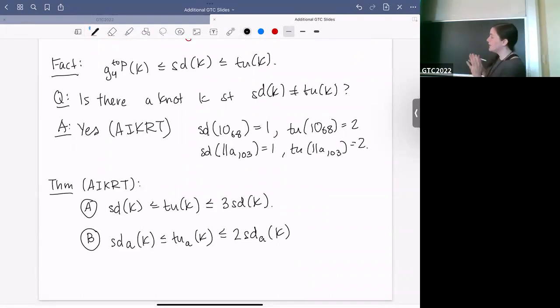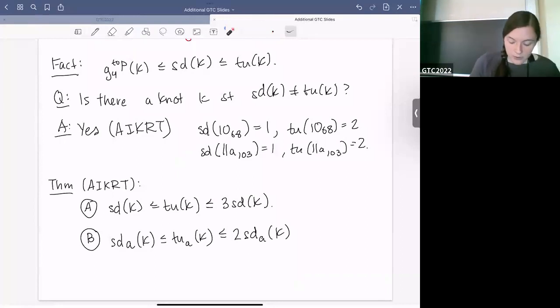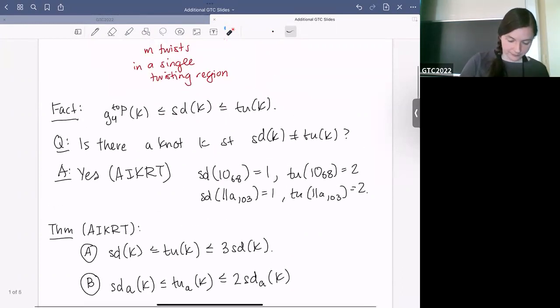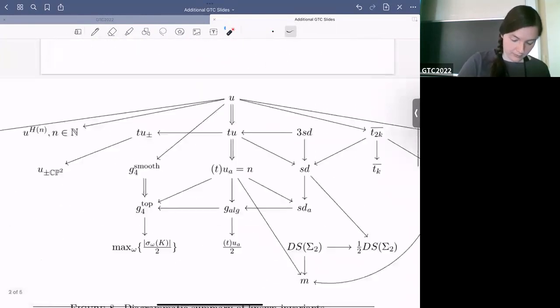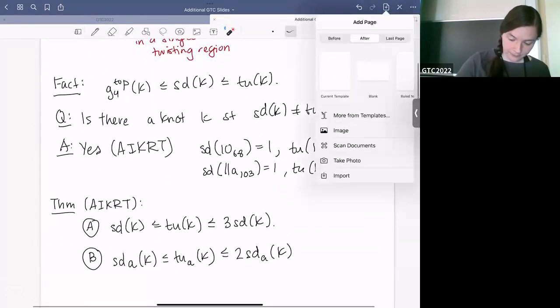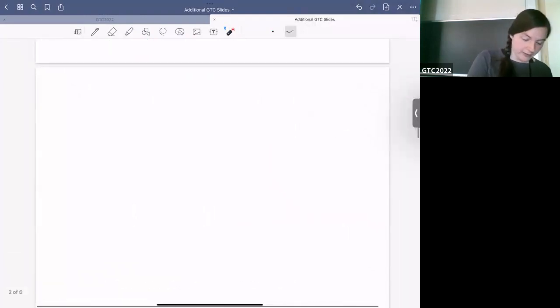So this kind of splits the story into 2 pieces. One is these standard definitions of surgery description and untwisting, and the other is the algebraic versions. The algebraic versions are going to be important because this is going to be actually the path that we take to show that the surgery description number actually lives in between these two. But they both are going to take a similar path through a third invariant. So let's add to our list of invariants.